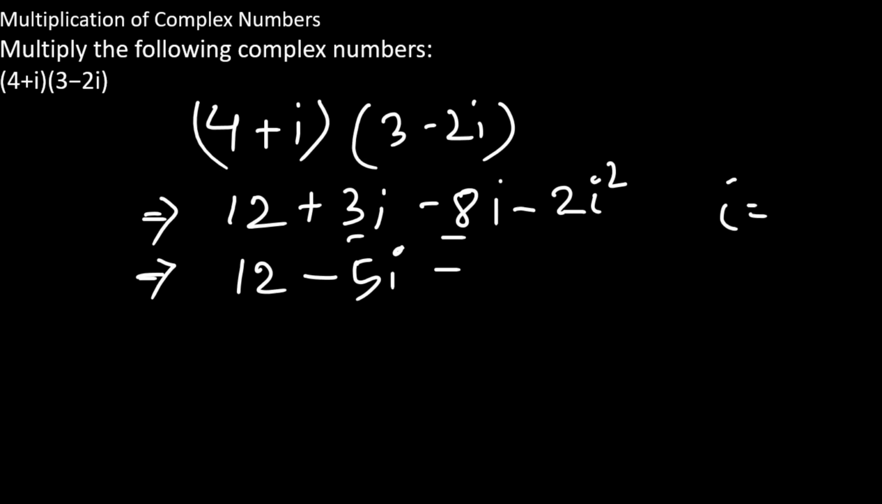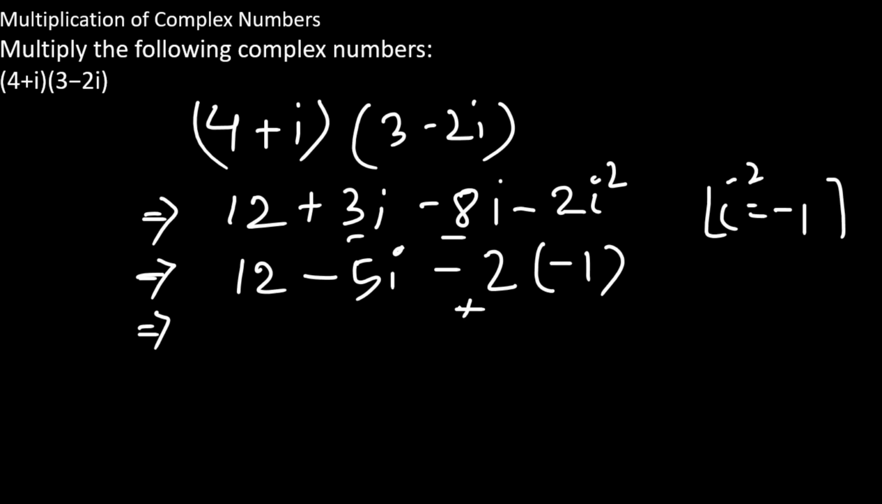So i square equals minus 1. Here we can put down minus 1. So 2 times minus 1, and as negative times negative gives a positive result, it gives me positive 2. So it's a positive 2, and here also positive 12. It will give me 14 minus 5i. So this is the answer for this multiplication.